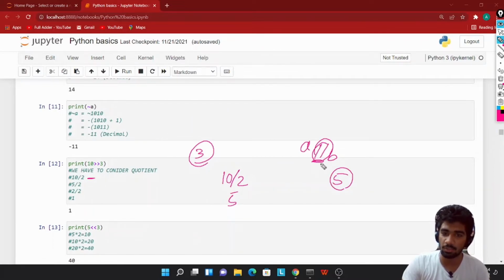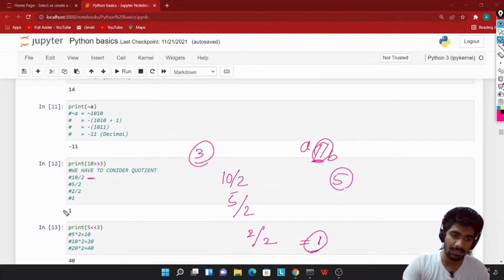It is also called integer division, right? If you remember that, we are trying to perform integer division here. So when you perform 10 by 2, you will get the quotient as 5. And then when you perform 5 by 2, you will get the quotient as 2.5, right? But we will only consider 2. And then we will divide the 2 by 2, and the final output would be 1. So that's the reason we are getting 1.